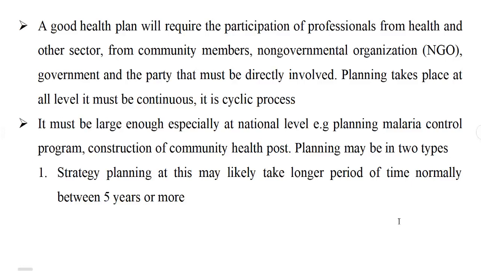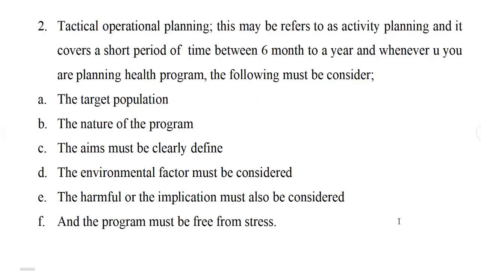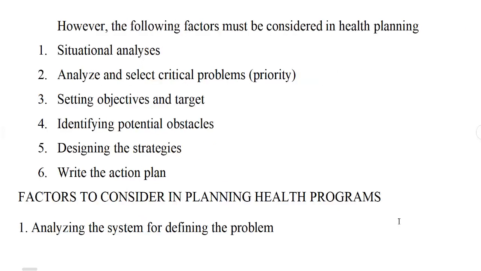Health program and planning may be in two folds. The first one is strategic planning, and this may likely take a longer period of time, normally 5 years or more. Then the second type is tactical operational planning. This considers the target population, the nature of the program, the aims to achieve, the environmental factors that must be considered, and so forth.